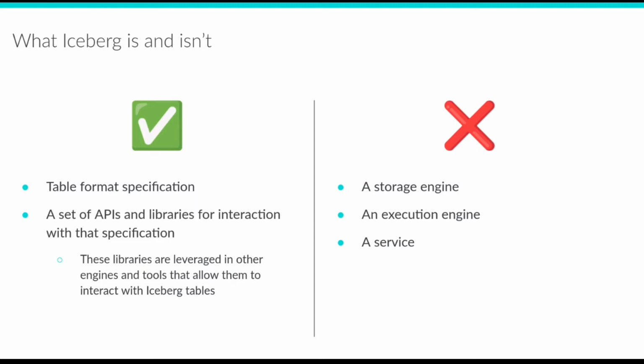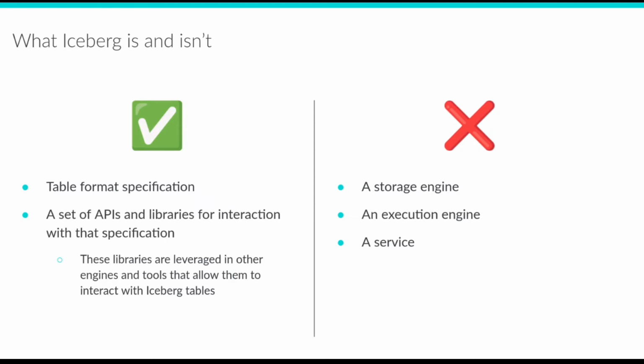But at the end of the day, things like performance are going to be very engine specific. How Dremio reads an Iceberg table is going to be different than how Trino reads an Iceberg table. It's going to be different than how Spark reads an Iceberg table, because it's up to each of those engines to implement that specification.